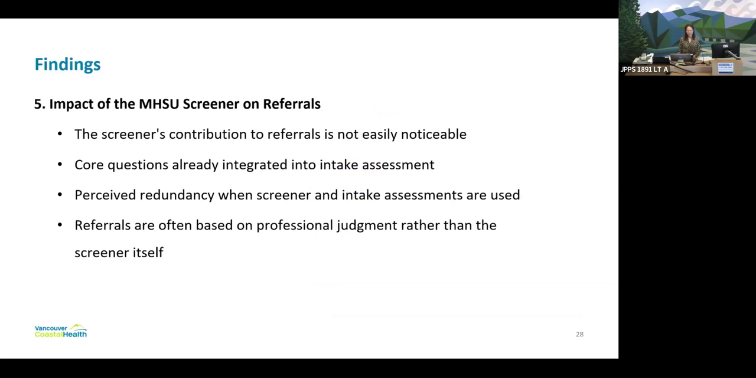Also, it was felt that the screener's contribution to referrals is not easily noticeable. I think it's important to note that the Access and Assessment Center has a template that they use to guide and document assessments, and the participants felt that the core questions asked in the actual screener are already integrated into their own intake assessment. So as a result, there was a perceived redundancy when the screener and intake assessments are used. Also, referrals are often based on professional judgment rather than the screener itself.